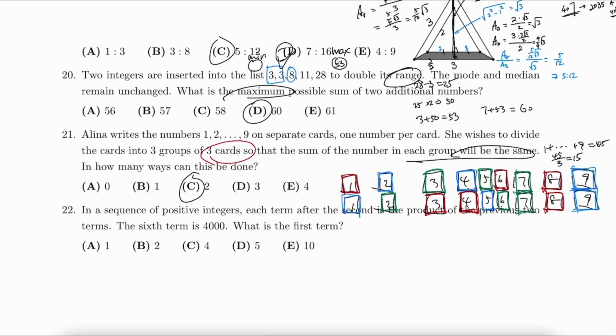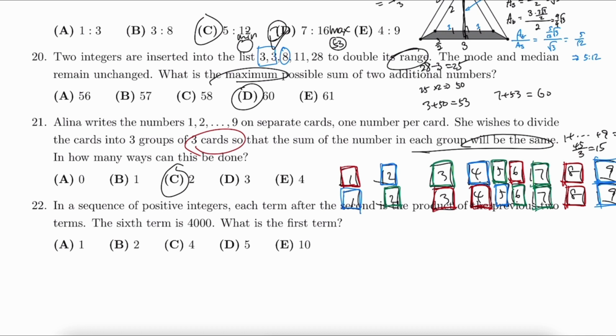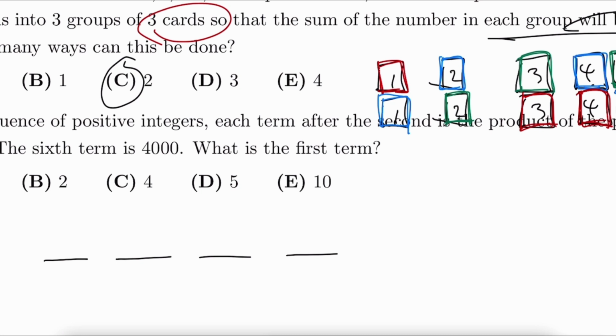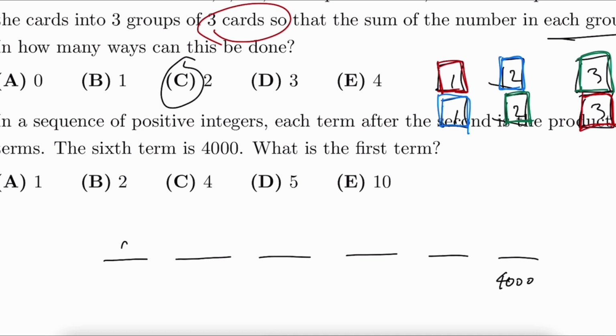Alright, number 22. Number 22 says, in a sequence of positive integers, each term after the second is the product of the previous two terms. The sixth term is 4,000, and we want to find the first term. This is 4,000. And let's say the first two terms are A and B.